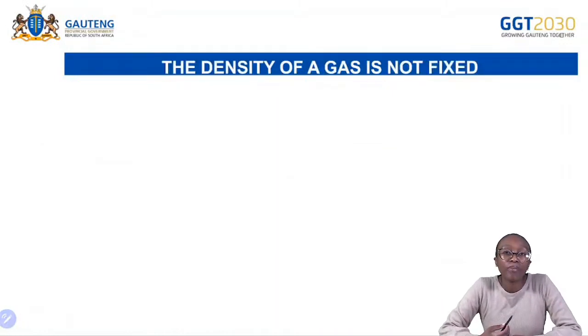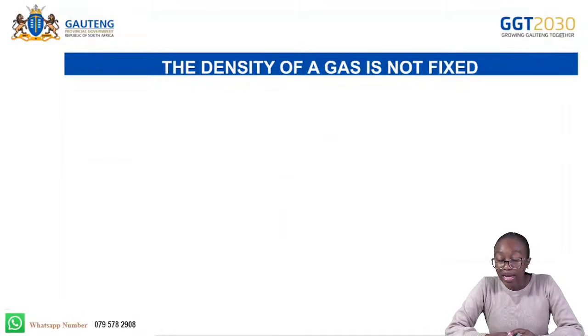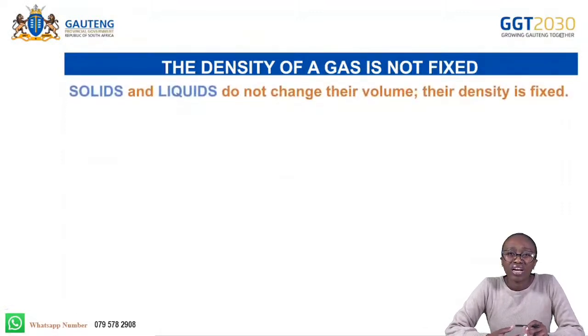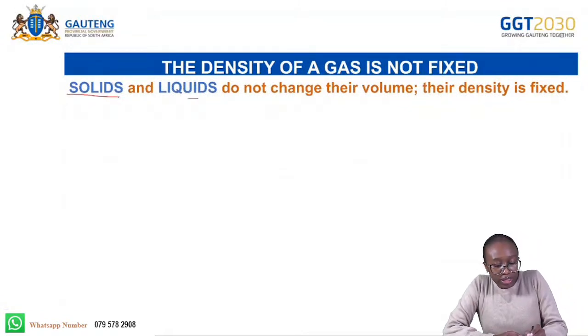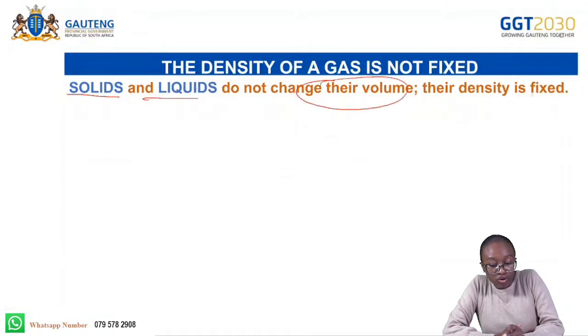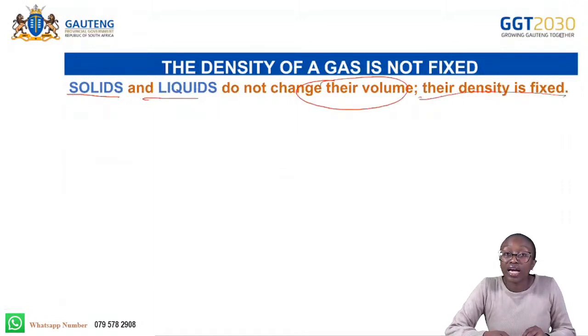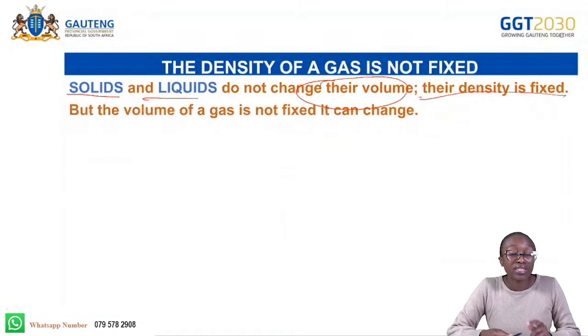And now let's talk about the density of a gas. So the density of a gas is not fixed. Why? Let me show you. Solids and liquids do not change their volume, therefore their density is fixed. Remember, density depends on which two physical properties? It depends on mass, it depends on volume.